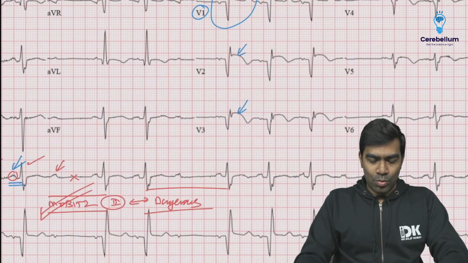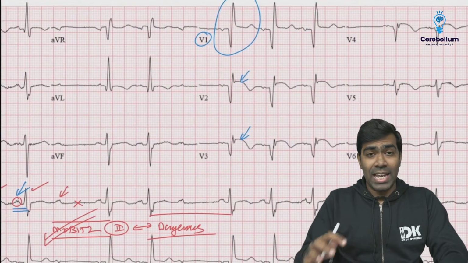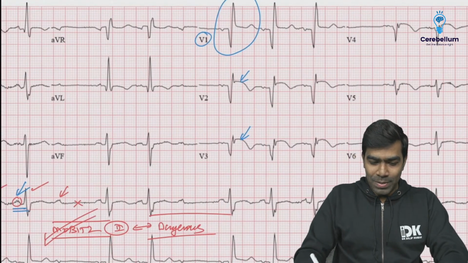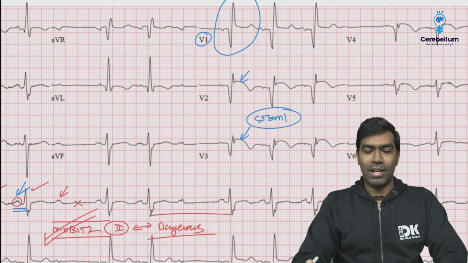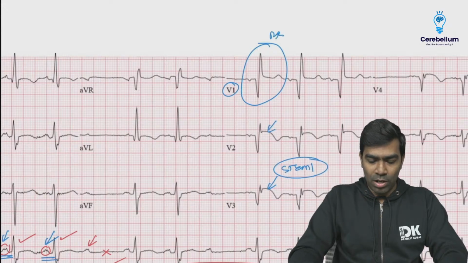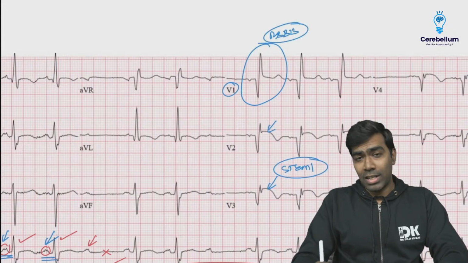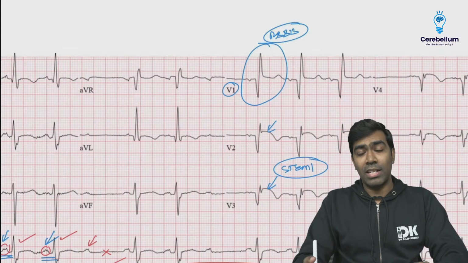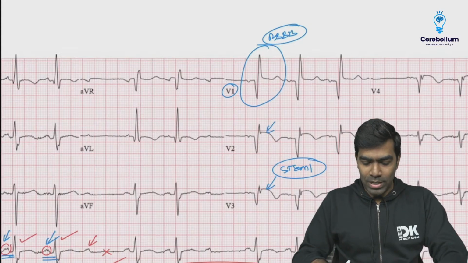But nevertheless, what is happening here? This patient is having ST elevation, which means this patient is having a STEMI, an ST elevation myocardial infarction. Along with that, the STEMI is causing a right bundle branch block. And it's not only causing a right bundle branch block, this patient is also having a Mobitz type 2 block.